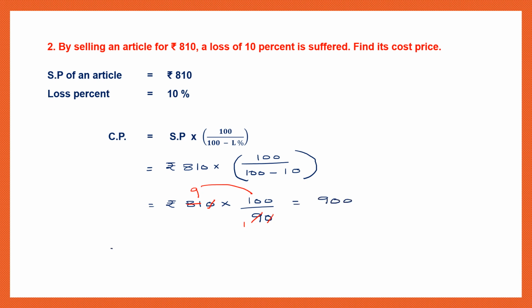So what have we found? We have found the cost price to be 900 rupees. So the cost price of the article is 900 rupees. So we've got our answer.